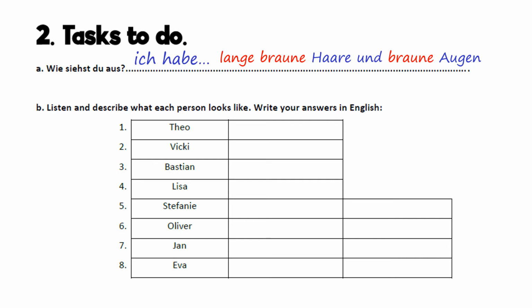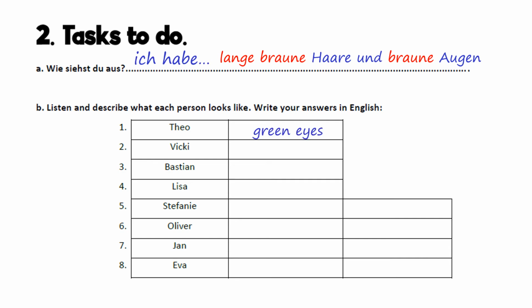8. Wie siehst du aus, Eva? Also, ich habe auch grüne Augen und blonde Haare. So that was Ich habe auch grüne Augen und blonde Haare. Auch actually means also. All right, so if we go through the answers then, you can tick them if they're correct, and if not, I guess you can correct them.